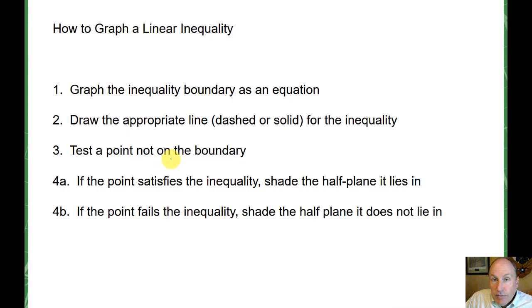Next thing we'll do is test a point that's not on the boundary. I like to use 0, 0 because it's simple to substitute, but if 0, 0 is on the boundary, we can't use it. If that test point satisfies the inequality, in other words, if it results in a true statement, we're going to shade the half plane that that point lies in. If the point fails the test, if the inequality is not true when we substitute the coordinates of that point, then we're going to shade the other half plane. So let's look at an example.